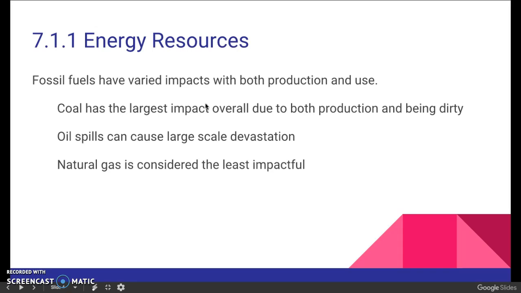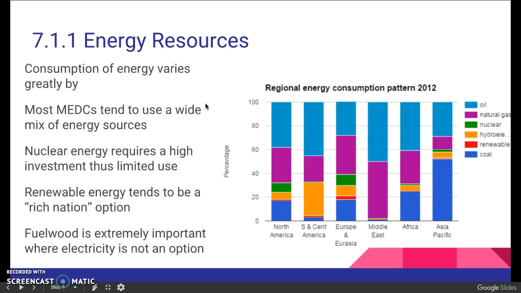And then natural gas they've been pushing recently because it's supposed to be one of the cleanest, it's supposed to be the cleanest fossil fuel source. And they've started extracting natural gas in different forms, and I think we'll have an opportunity to talk about that in just a minute. So energy resources, so it says consumption of energy varies greatly by region.